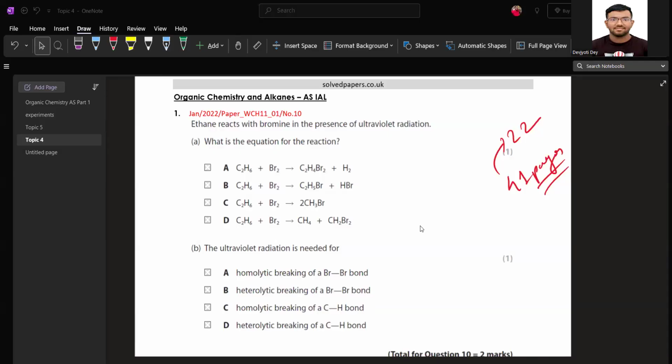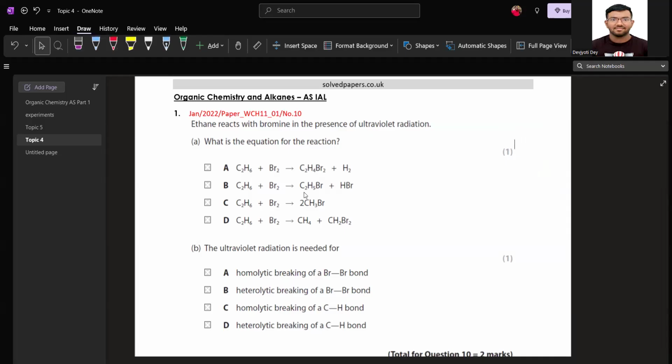Okay, so let's start with our first question today. Let's start with topic 4 questions. The first question is about ethane reacting with bromine in the presence of ultraviolet radiation. What is the equation for the reaction?